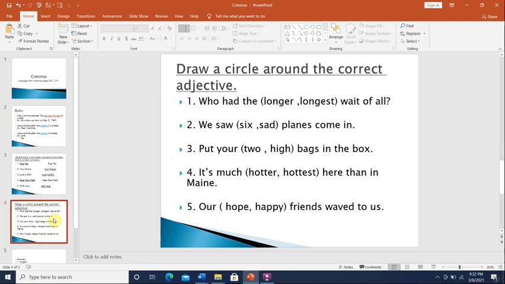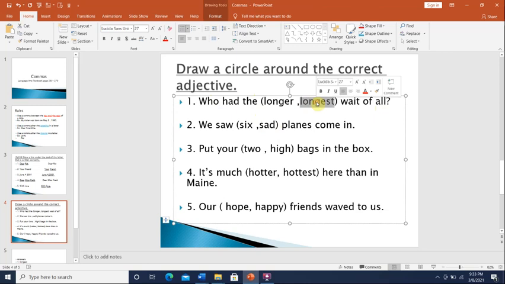Okay. On page 270 is a quick review of what we've taken. Okay, we will read the sentence first with the choices, and then we will choose and then read the sentence again to make sure our sentence is correct. Okay, number one, who had the longer or longest wait of all? Here, the word all, am I comparing two or more? The word all shows you that I'm comparing more than one. And of course, here we see the. So who had the longest wait of all? And there's no than here. So who had the longest wait of all? Okay, because we are comparing more than two.